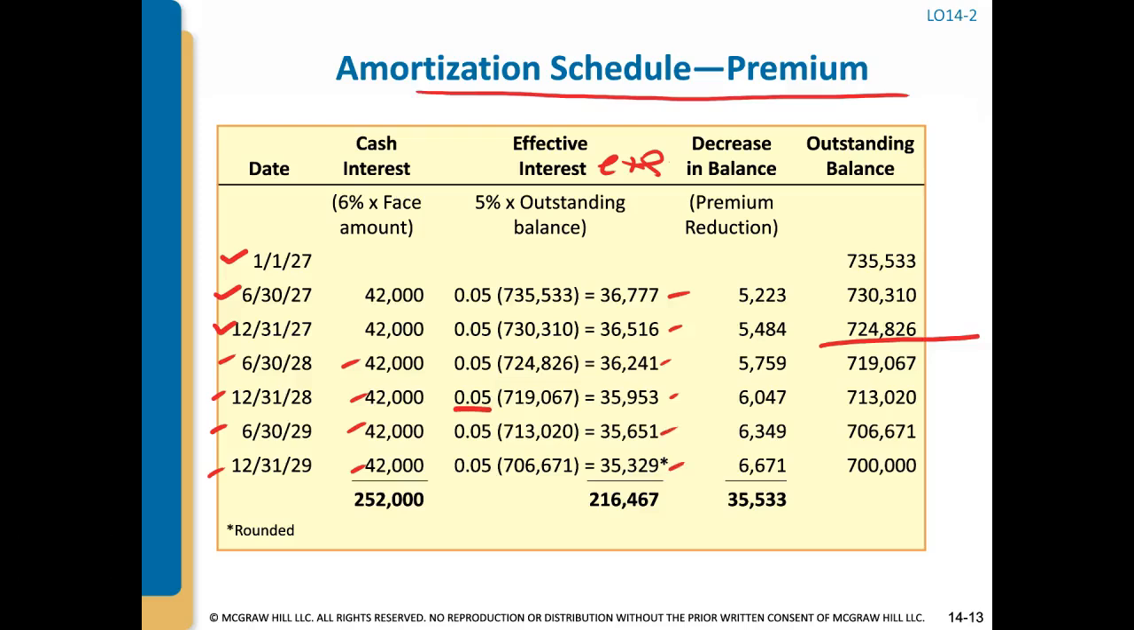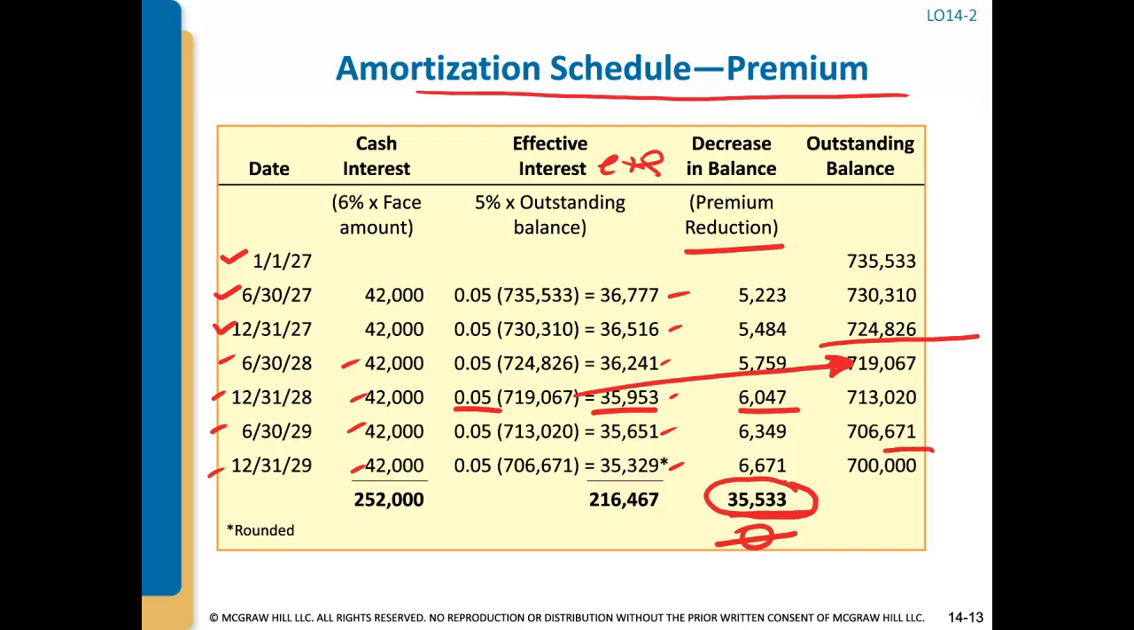And that's because we take our effective interest rate multiplied by our beginning outstanding balance, which is the same as the prior period ending balance. And that gives me my interest expense. Then the difference between my interest payment and my interest expense is the decrease in the balance of the premium on bonds payable. So at the end, after the 6 interest payments, I've debited my premium on bonds payable for a total of 35,533, and it brings my balance in that account to 0.